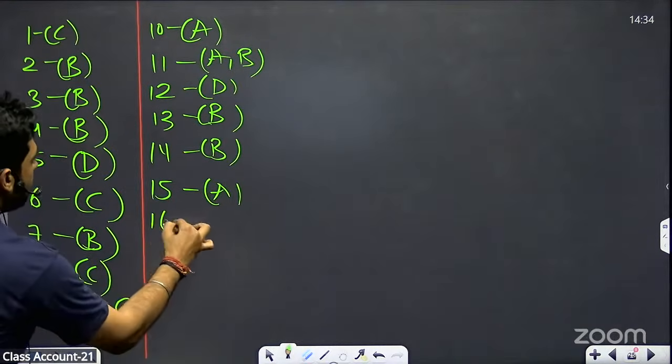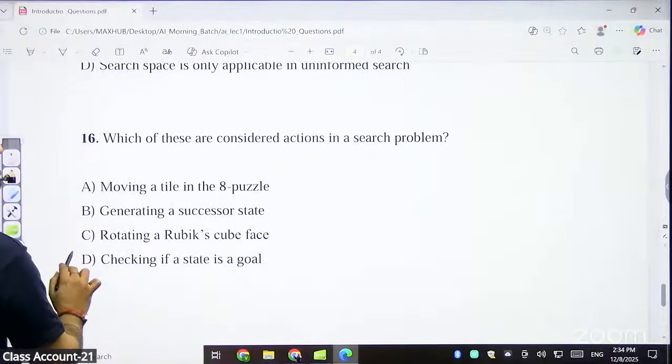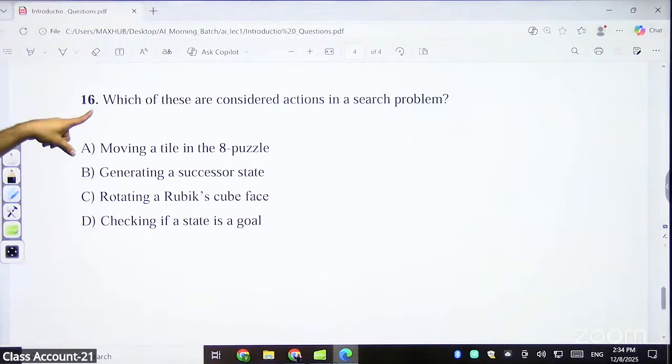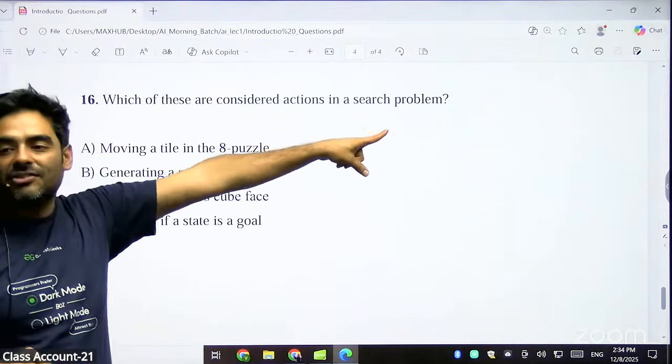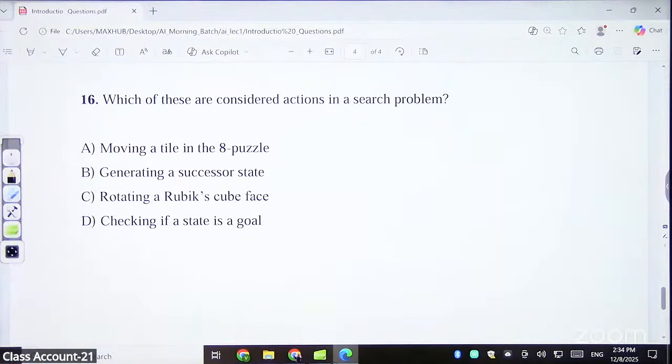Okay, and the last question, question number 16. Which of these are considered actions in a search problem? Which of these are considered actions in a search problem? Okay, a very important and very simple question.